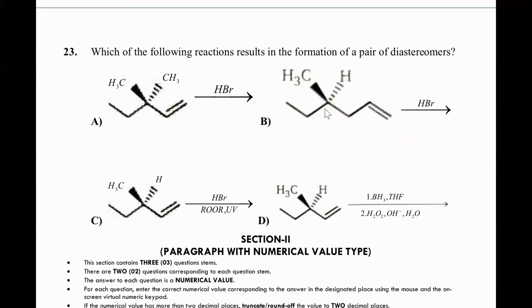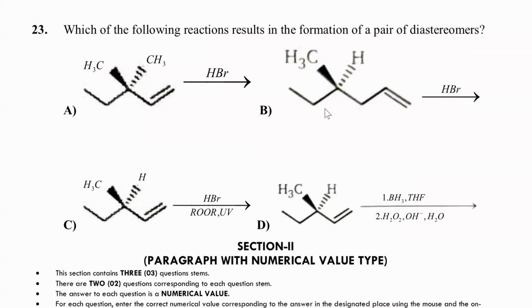See the next question. Which of the following reactions result in the formation of a pair of diastereomers? Okay. So in the first case, if you notice, we have methyl and methyl, and Br. First carbocation will be forming on this position, and then methyl will shift here. So then positive charge will come here by migration, and thereafter the bromine will come here. So you would actually notice only one carbocation present.